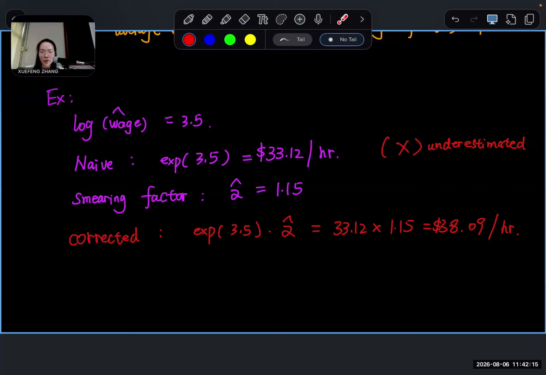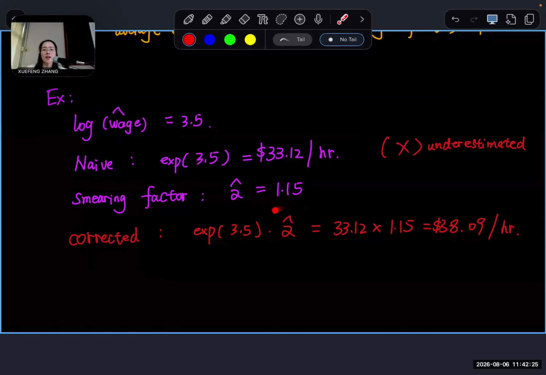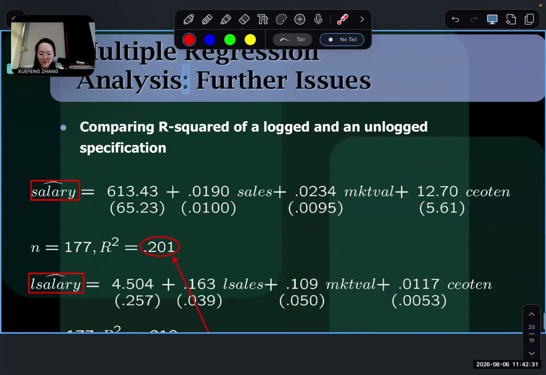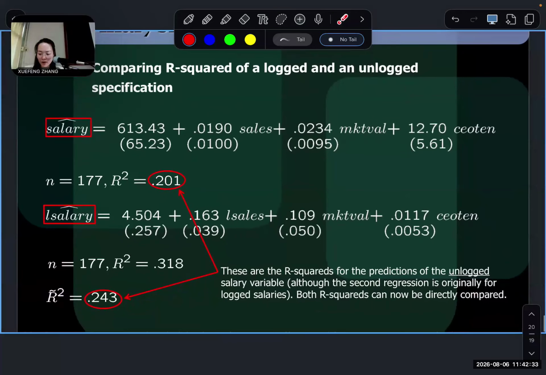Okay, so the point is that never just exponentiate the fitted log value. It always underestimates. Multiply by the smearing factor to correct for this. Okay, the last slide. Example again.